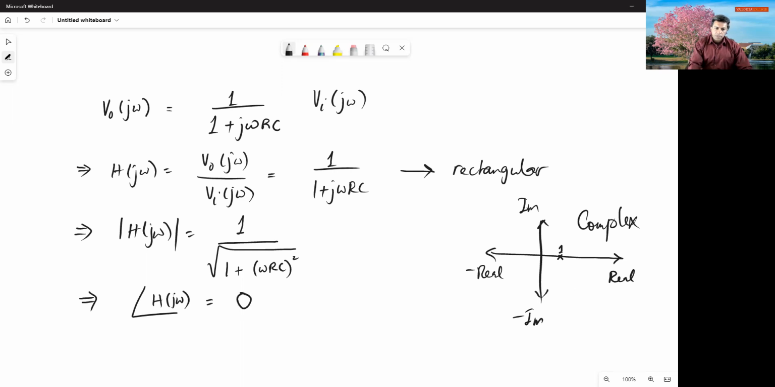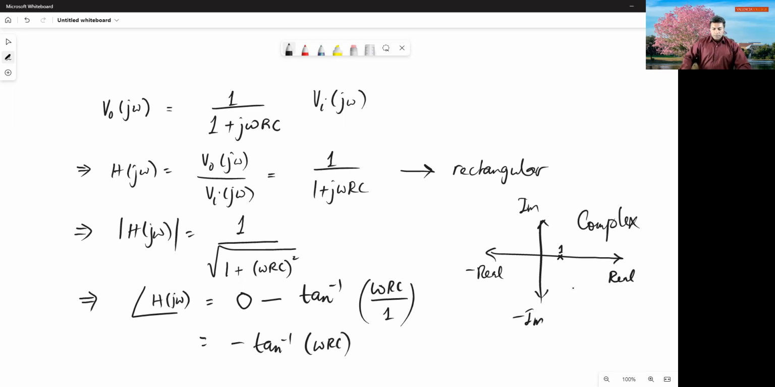So the numerator angle is 0 and the denominator angle is calculated as tangent inverse of b over a, as we discussed in the previous lectures. So tangent inverse of omega RC over 1, or simply omega RC. So the phase is simply negative tangent inverse of omega RC.